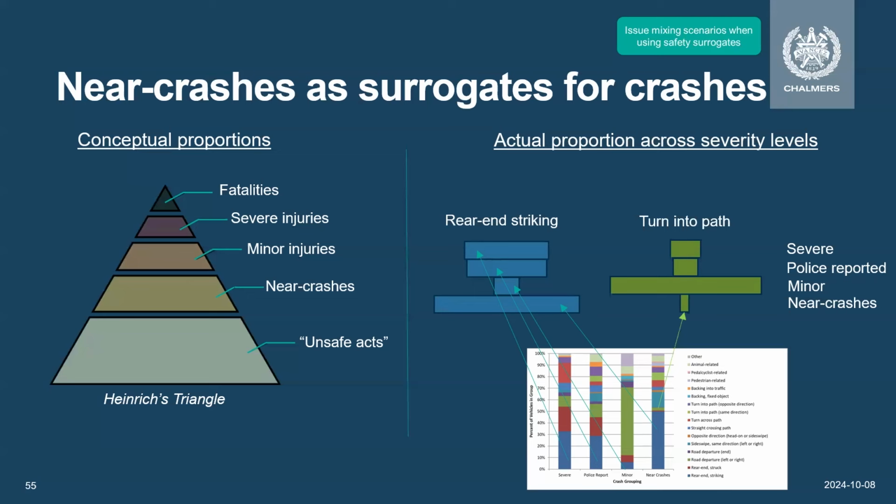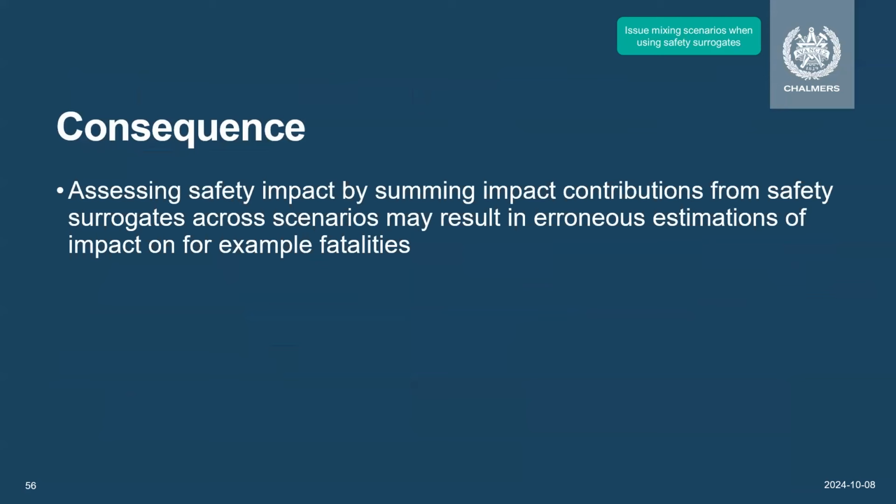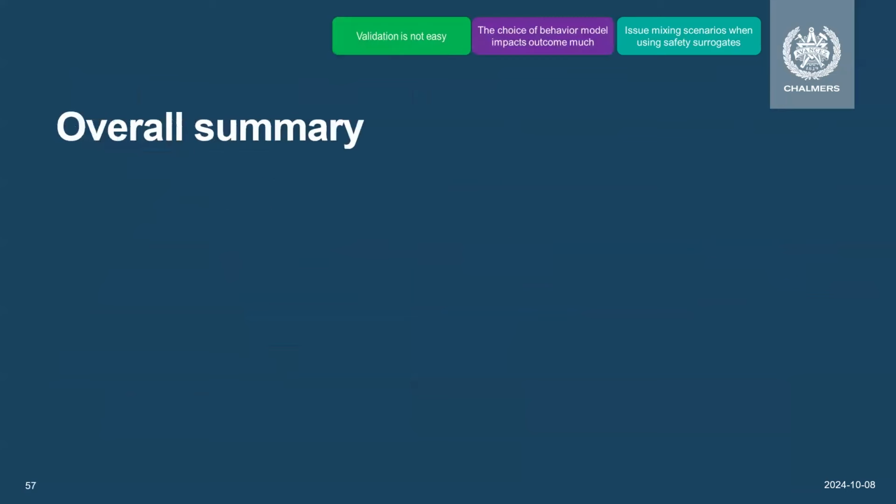So this is illustrating a similar concept to what I showed before when we looked at the differences between different scenarios. So again, if we want to do an assessment here, we can't just merge things, the reduction of the number of near crashes, because it's going to give us information about near crashes. It's not going to give us information about fatalities. Okay. So the consequence of this is that when assessing safety impacts, summing contributions may result in erroneous estimations of the impacts. So care has to be taken there.